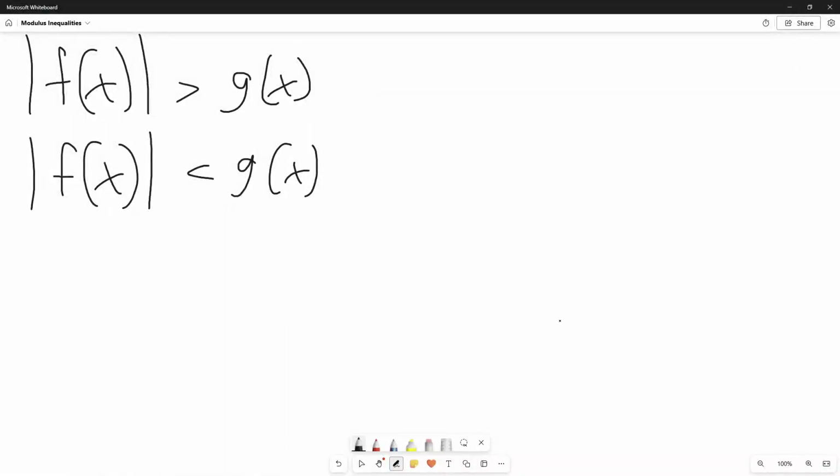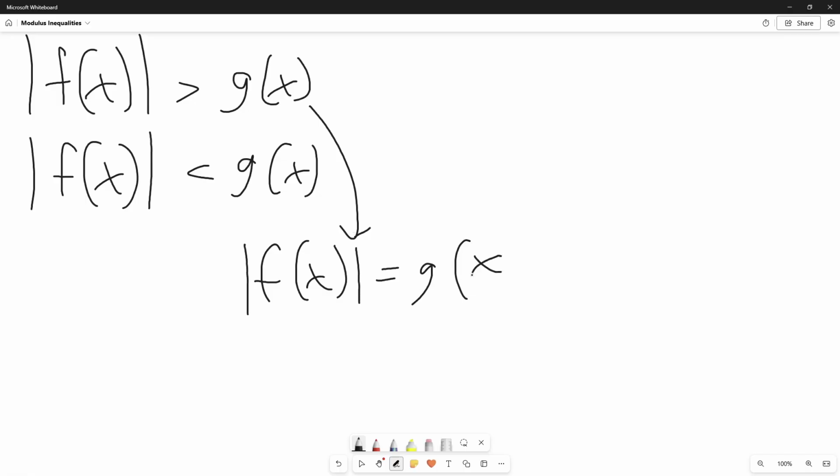So to solve modulus inequalities, you first should know how to solve modulus equations. And once you know how to do those, there are two methods you can use to solve modulus inequalities. The first one is taking the inequality and turning it into an equation. So you don't have the greater than or less than, you just have the equal sign. And then you solve this equation. You should know how to solve these.